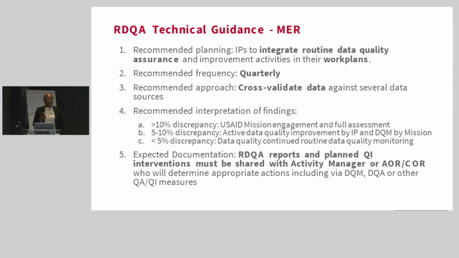Where it comes to documentation, one of the main things that the OIG also found out, we all know that we probably do routine data quality assessments. I know our partners do those routine data quality assessments, but what was lacking is documentation to show evidence that it is being done. For that reason, it is very critical that the routine data quality assessment reports and any planned quality improvement interventions are shared with your activity manager and AOR or COR, who then will determine together with you appropriate actions that need to be taken. This might include either data quality monitoring, depending on the findings, of course, or a DQA or other quality assurance and quality improvement measures.